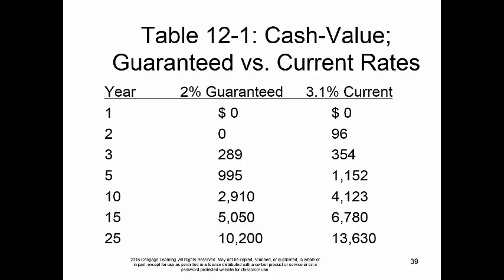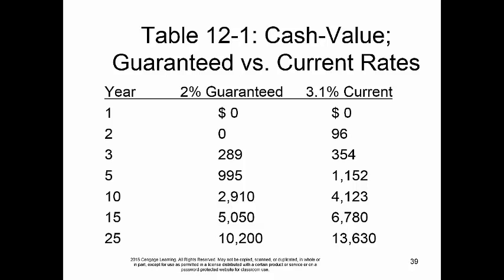You have guaranteed versus current rates. This policy has a 2% guaranteed rate, and the current rate is 3.1%. The value of both of them in year one is 0. This is due to commissions paid to the broker or salesperson. In year 2, the guaranteed is 0, and the current is $96. Again, the values of all these in the first few years are very, very low because of commissions.